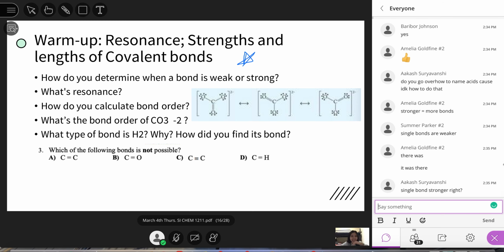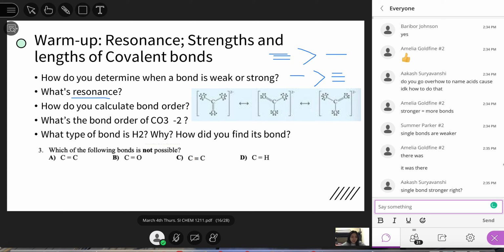You're going to need it. Is a single bond stronger, right? Actually, you're thinking about length. How do you determine if a bond is weak or strong? Stronger means more bonds. Yes, exactly. If you have 3, it's going to be way stronger than if you have 1. If you're doing length, it's going to be the opposite. 1 is going to be way stronger than 3. It's just inverse.